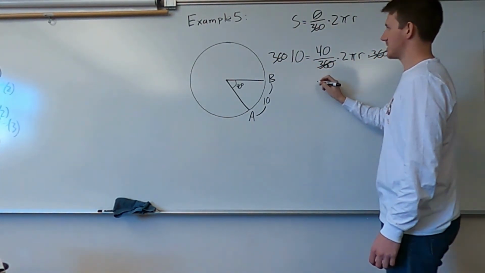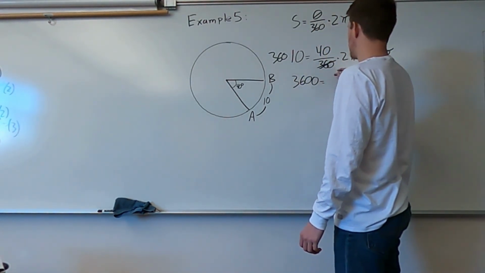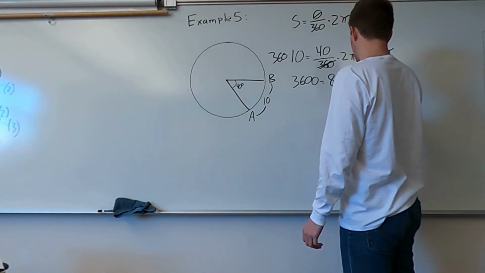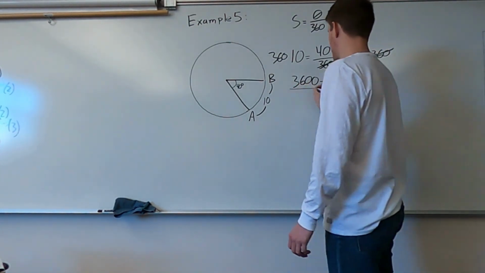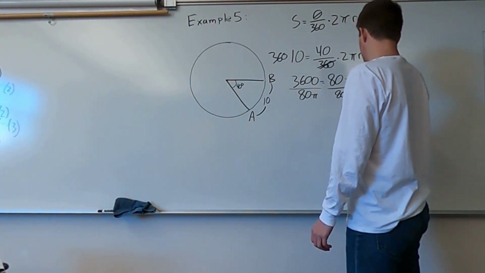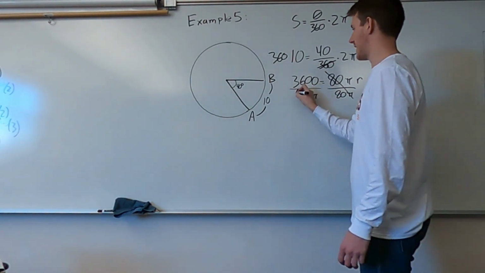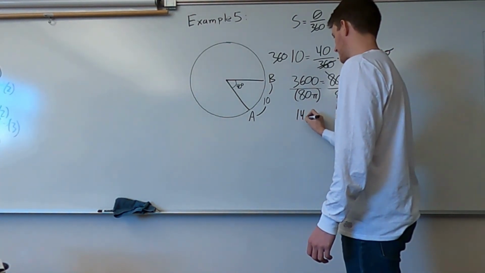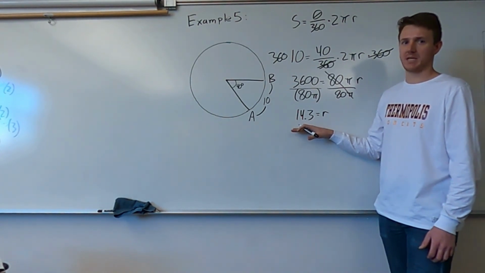These are going to cancel each other out, and this gives us 3,600 is equal to 40 times 2 will give us 80 pi r. And then lastly, we can divide by 80 pi on both sides. So these will go away. And remember, if you plug this in on the calculator, to put 80 pi in parentheses, and this will then give us 14.3 is equal to r. So our radius is 14.3.